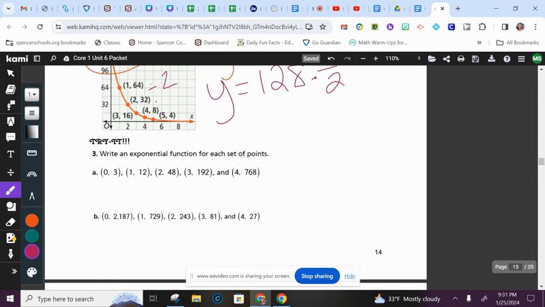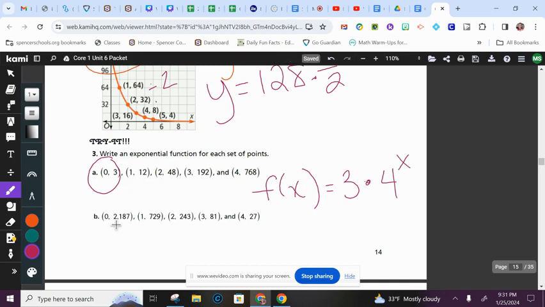Okay, go ahead if you want to pause the video, you can, and try these two on your own and then see if you get the same thing I do. So looking at this, I'm going to get f of x equals, my y-intercept is right there for me. So that's my a times, now I'm going to look at my y values because that's what you're multiplying. So 3 times 4 is 12, times 4 is 48, and so forth. So my equation would be 3 times 4 to the power of x.